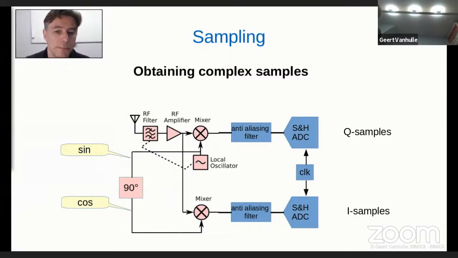If we sample both, then we will get a digital version of this real and imaginary part. We call these the Q and the I samples, and this is in fact our complex sample. Now note the sampling frequency here will determine the bandwidth of our signal. So the higher we take the sampling frequency here, the higher the range of frequencies we will be able to process digitally. I will discuss that again a little bit later.